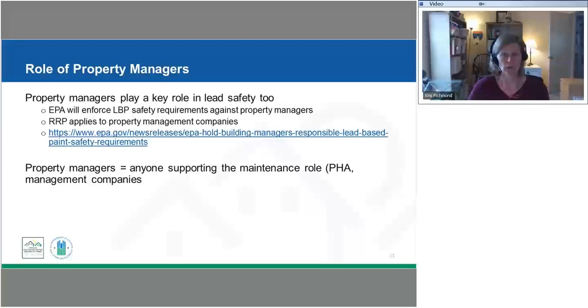So in order to do any type of work that's above de minimis, we need to be trained in RRP. And so HUD and EPA have started to see some of these property managers doing this maintenance work without having the proper RRP training in place. So they did put out a memo that they are going to start to enforce this a little more. We do have the link here if you do want to review that. So the management company is being held responsible for meeting the RRP rules even if they contract out that duty.